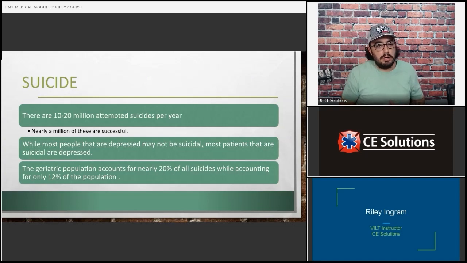Suicide. There are 10 to 20 million attempted suicides per year, and nearly 1 million of these are successful. While most people who are depressed may not be suicidal, most patients that are suicidal are depressed. Not really that confusing. Just because you're depressed doesn't mean that you're going to kill yourself, right? Or that you're suicidal. But most people that are suicidal are depressed. Okay, so the geriatric population accounts for nearly 20% of all suicides, while accounting for only 12% of the population. Pretty high rate of suicide in the elderly, for sure.